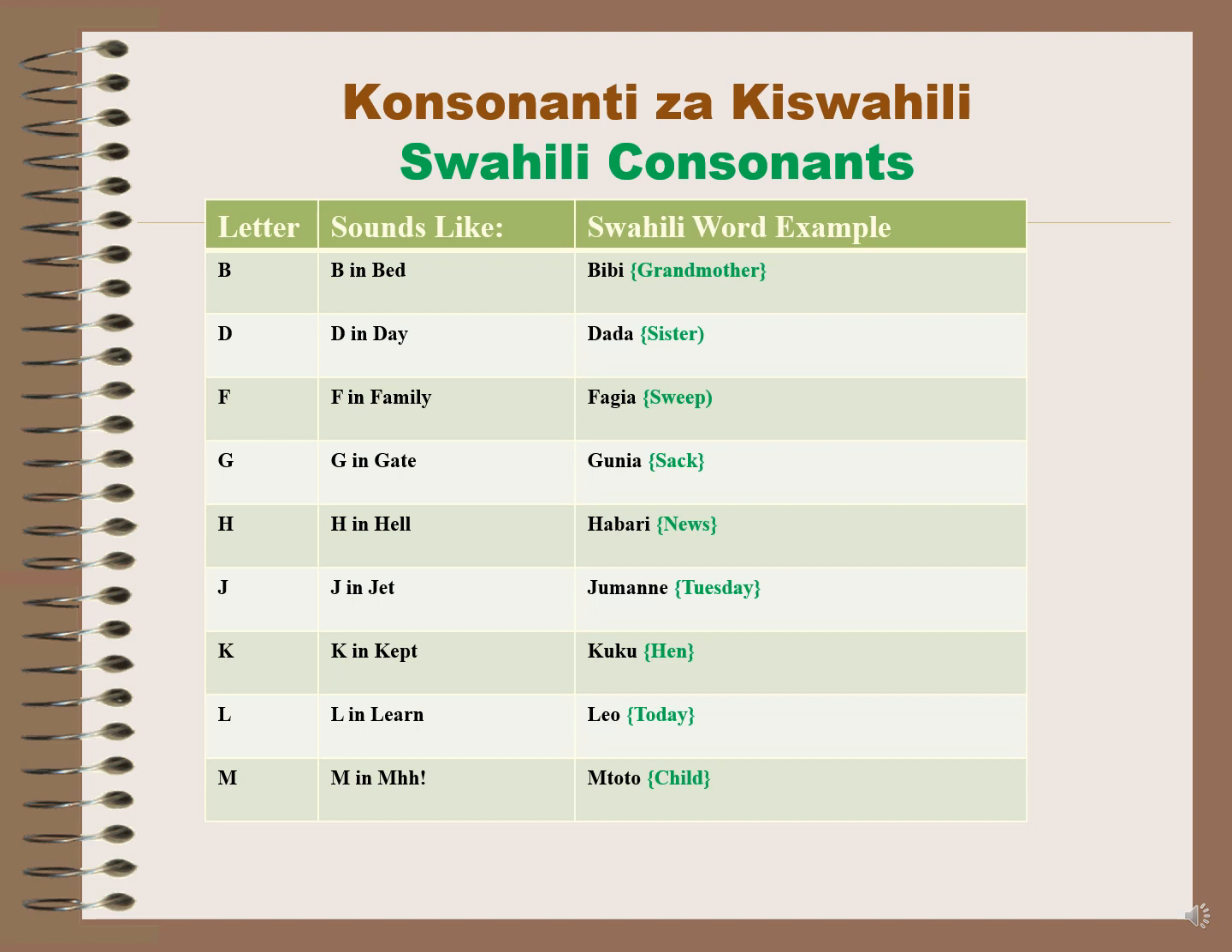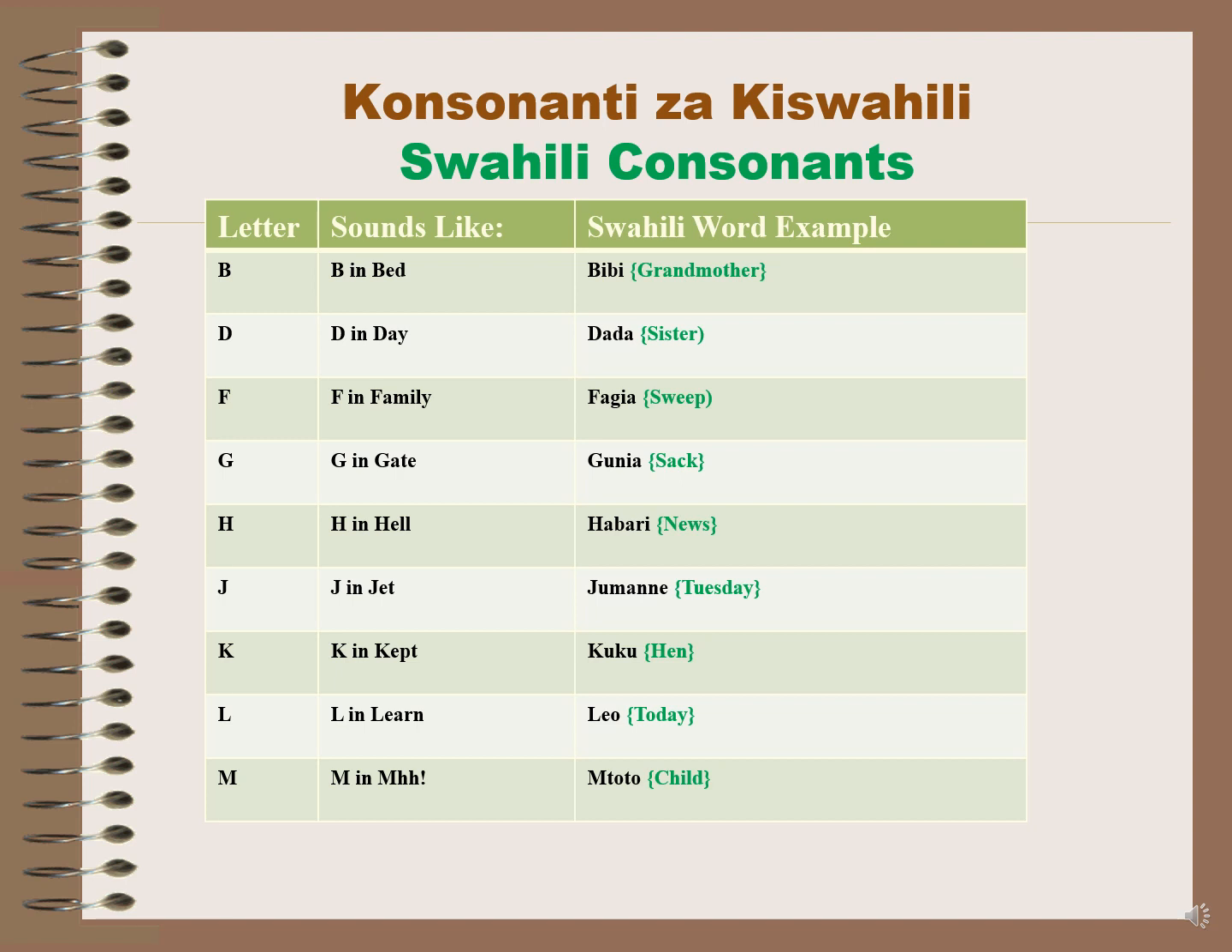J sounds like J in jet, and the Swahili word example is Jumanne, Tuesday. So the difference between English and Swahili pronunciation in J is that the English pronunciation is J and Swahili is J. K is as in kept in English, and an example in Swahili we have kuku, meaning hen. Le sounds as L in len, and an example that we have is leo in Swahili, which means today.